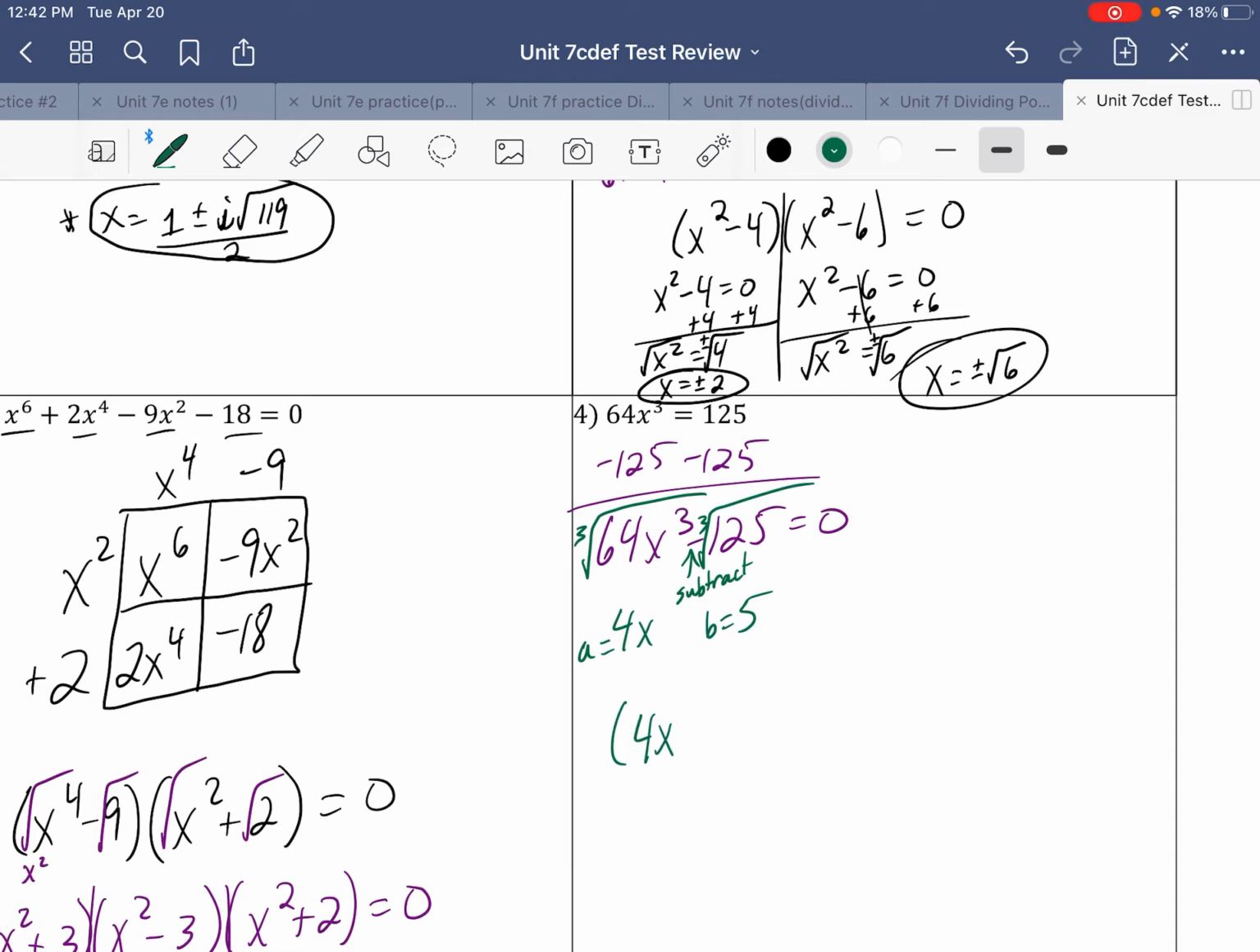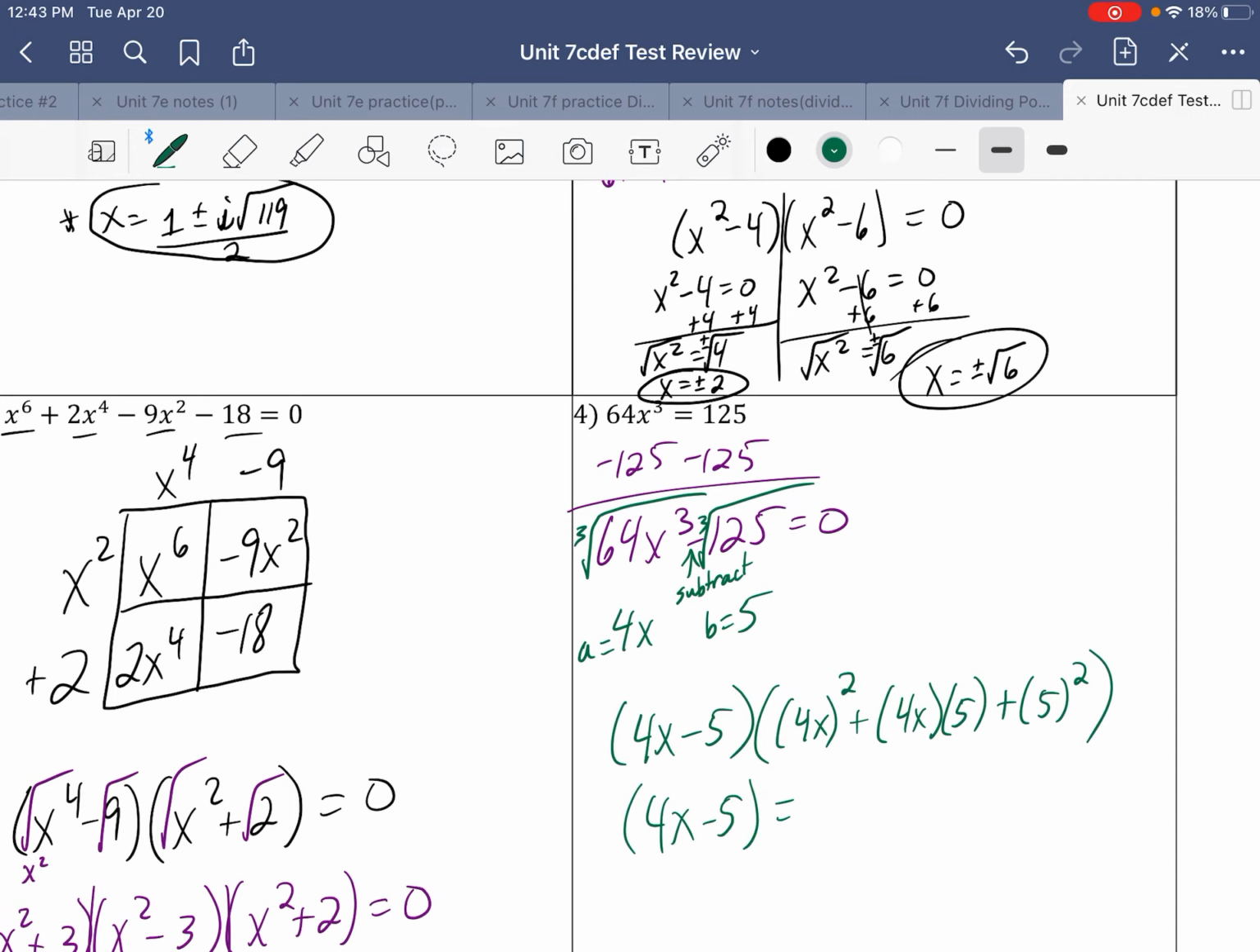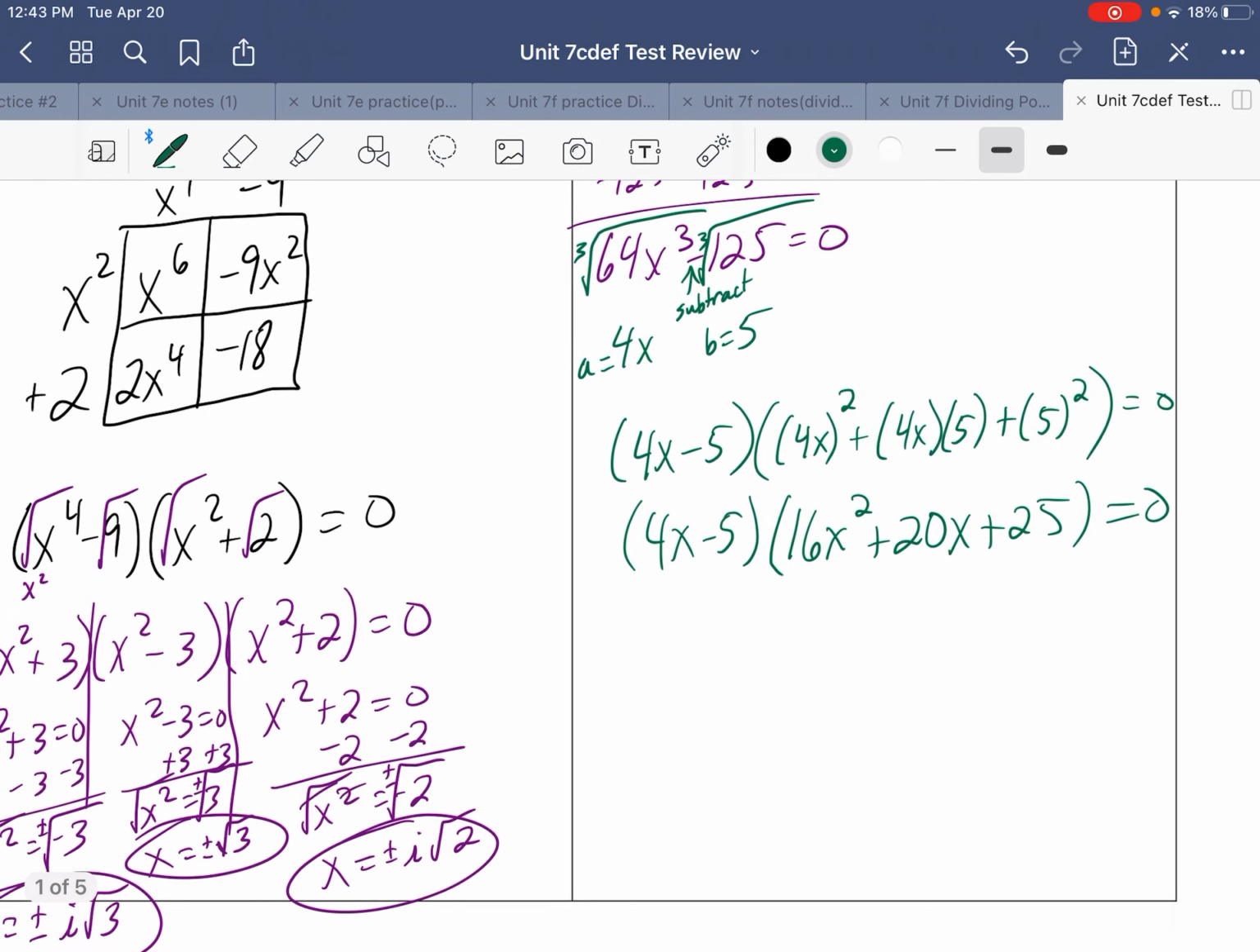So we have a minus b, a squared, the opposite of the first sign, a times b, now always positive, b squared. And that should be from last unit. 4x squared, so that means 4x times 4x. So what do I have? 16x squared plus 20x plus 25, that equals 0. I should have equals 0 here also.